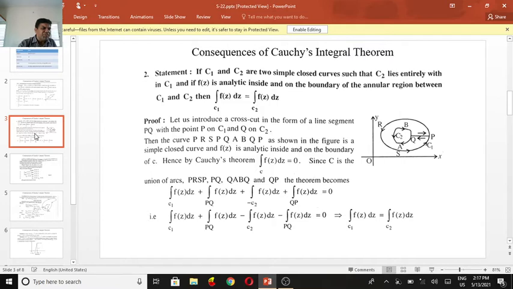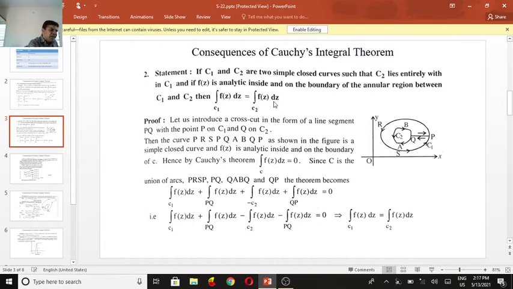Now we come to the second. We take a region bounded by simple closed curves. Let C1 and C2 be simple closed curves such that C2 lies entirely within C1. If f of z is analytic on the boundary of the annular region between C1 and C2, then the integral over C1 of f of z dz is equal to the integral over C2 of f of z dz.